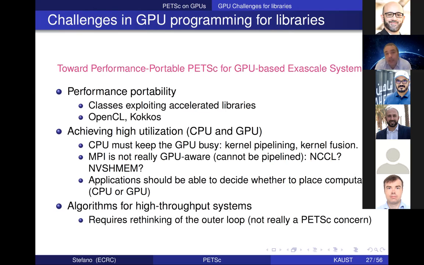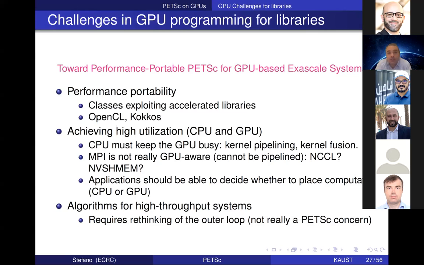Also, another challenge is that the application should be able to decide whether to place the computation on CPU or GPU, because not all the algorithms map well on GPU and not all the algorithms map well on CPU.